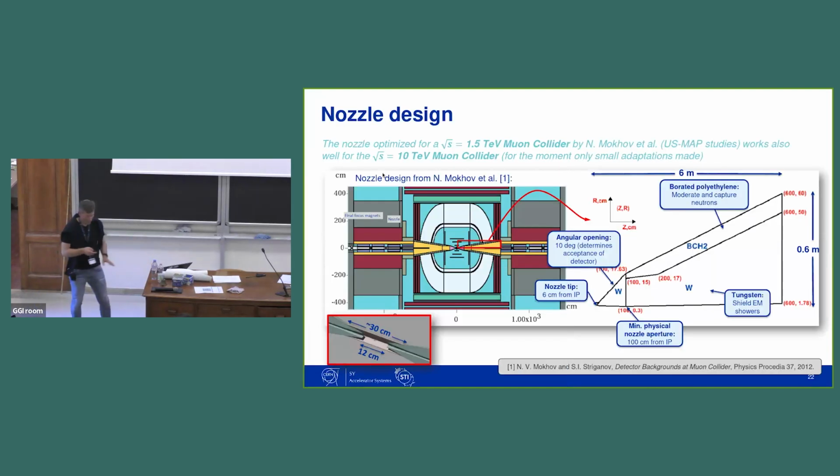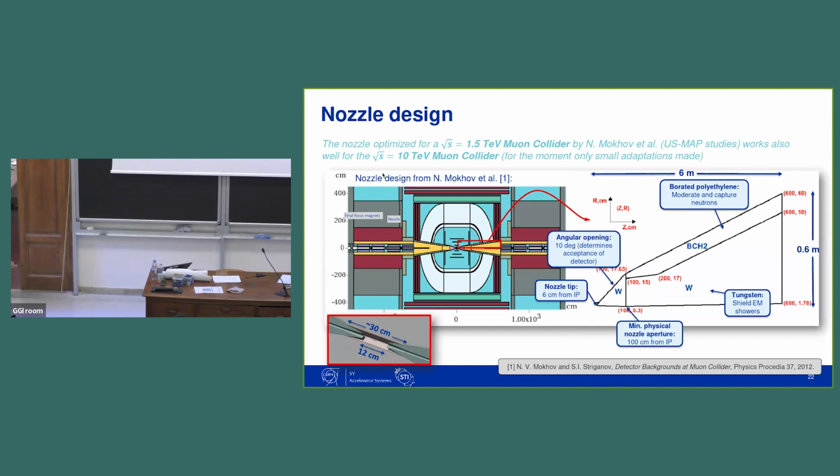Now, very briefly, the nozzle. This is a legacy of Fermilab, Nikolai Mokhov and colleagues, who developed this nozzle design for the 1.5 TeV collider. And it turned out that this nozzle works very well also for the 10 TeV collider without much modification.